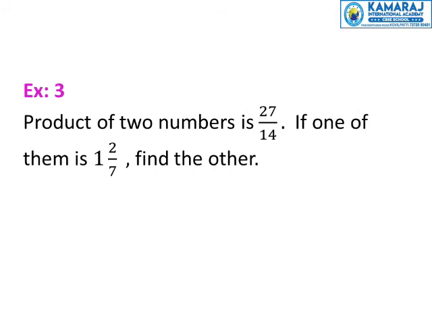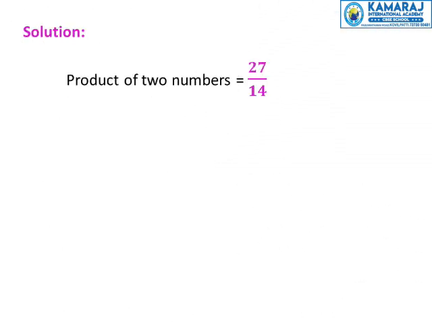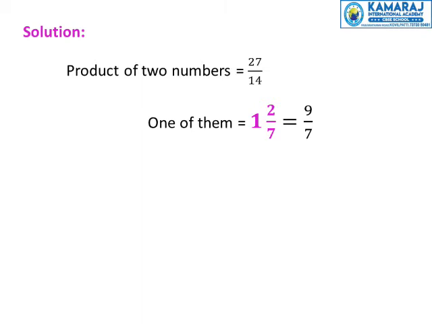Example 3. Product of two numbers is 27 by 14. If one of them is 1 2 by 7, find the other. Here they gave the product of two numbers as 27 by 14, and one number is 1 2 by 7. We need to find the other number. Solution. Product of two numbers is equal to 27 by 14, and one of the numbers is equal to 1 2 by 7.